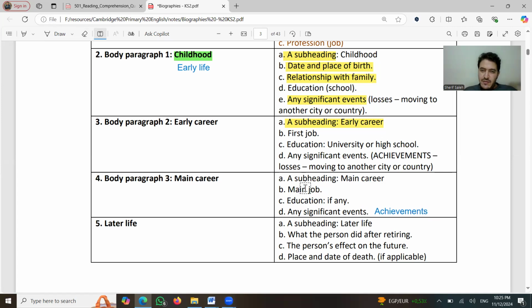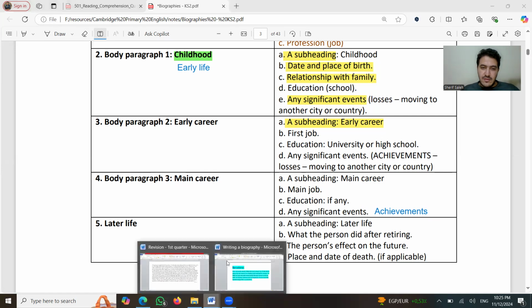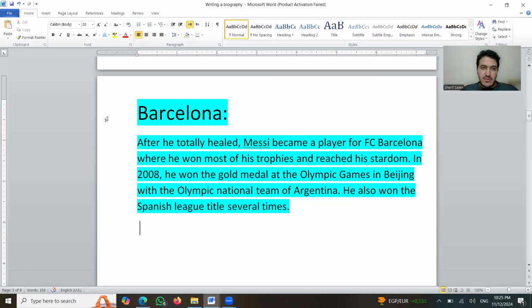So his main job, he's a footballer and nothing about education, but what's left for us in the main career is the achievement. So we can simply change the subheading. We are free to change the name of the subheading to anything that could be suitable to what we're talking about in the paragraph. So here we could say, for example, trophies, for example.